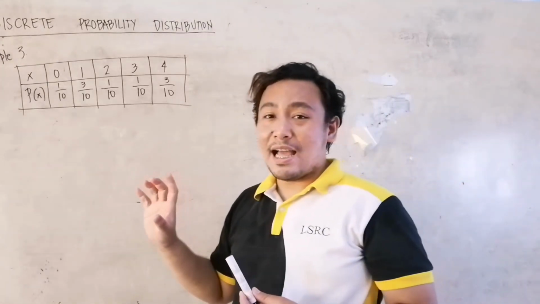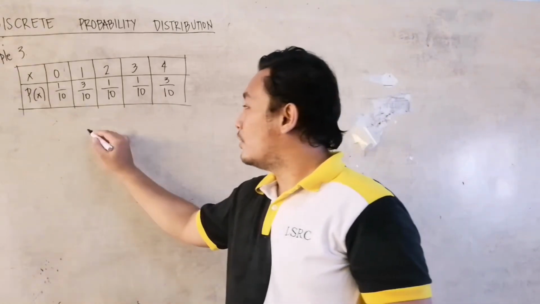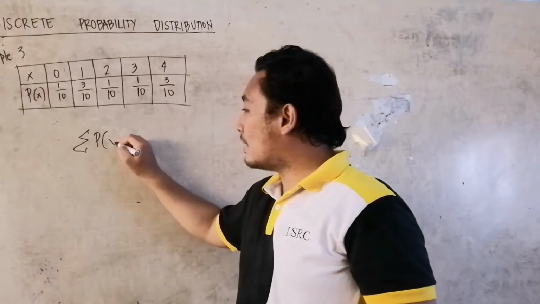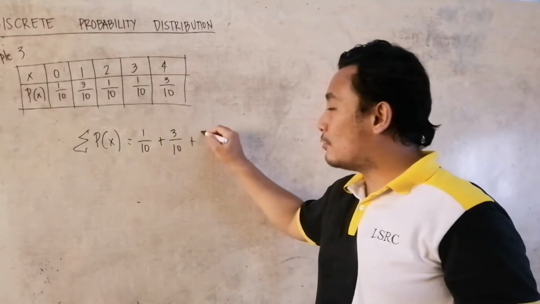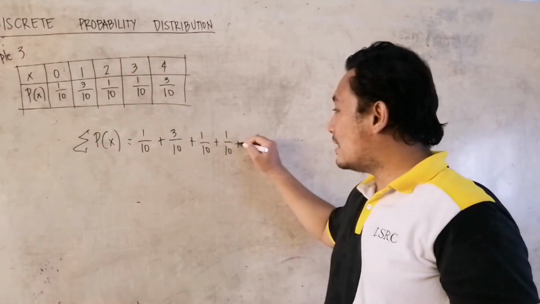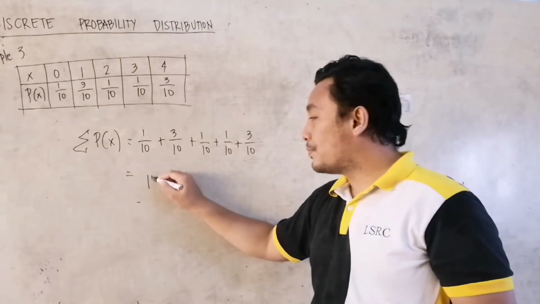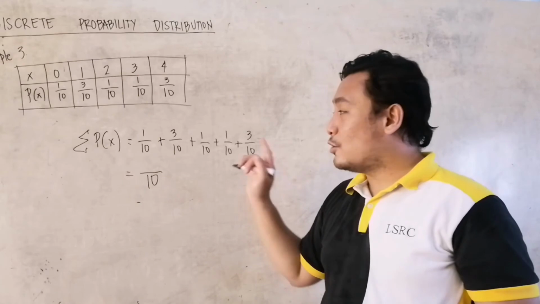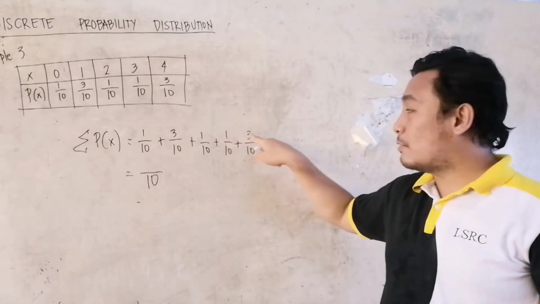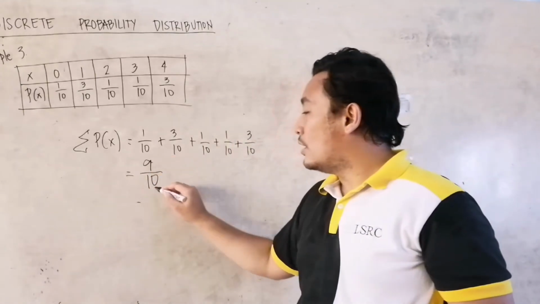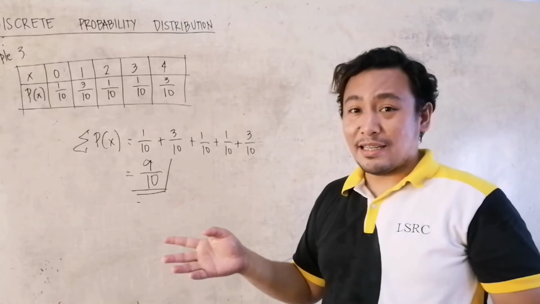For the second property, kailangan yung sum nila, pag pinag-add natin, should be equal to 1. So, the summation of P of X should be equal to 1. So now, let's check. We have 1 over 10 plus 3 over 10 plus 1 over 10, another 1 over 10, and we have 3 over 10. Again, since they are proper fractions, we just copy the denominator. So now we add the numerator. 1 plus 3 is equal to 4, plus 1 is equal to 5, plus 1 is equal to 6, and then plus 3 is equal to 9. So, the summation of the probabilities is equal to 9 over 10.